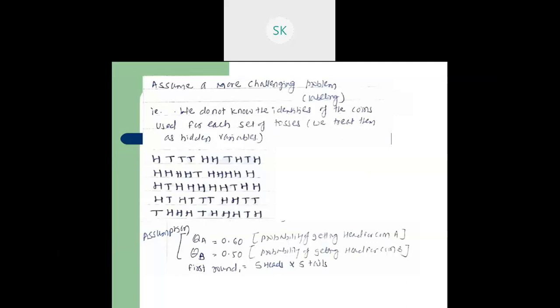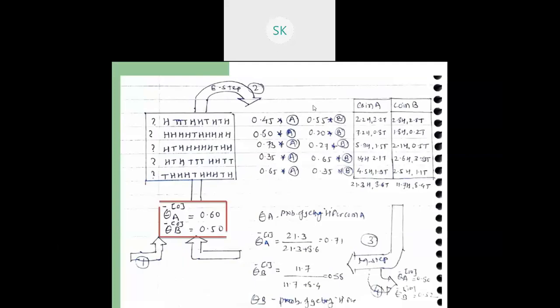So what is this actually? This is our assumption. We don't have the data of which coin we have tossed, so we assume here. These figures are not computed, this is just the assumption: 60% probability of getting head for A, 50% probability of getting head for B. In the first round, 5 heads and 5 tails are there. This representation is the final output actually.